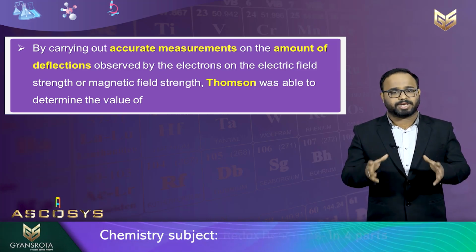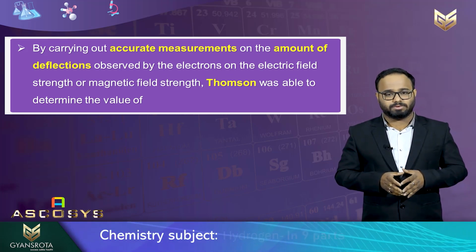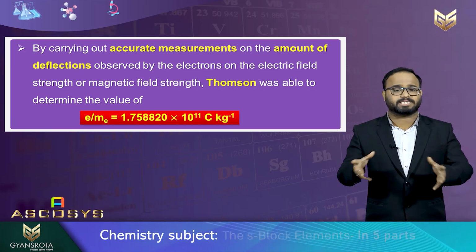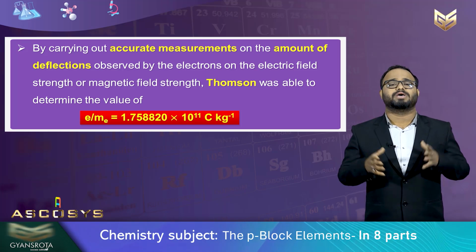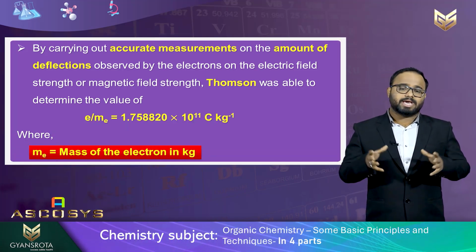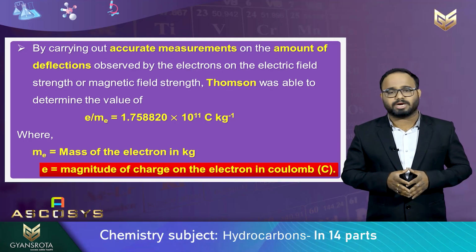By carrying out accurate measurements of the amount of deflection of the electrons with electric field strength or magnetic field strength, Thomson was able to determine the value of e/m, which is approximately 1.76 times 10 to the power 11 coulomb per kg, where m_e is the mass of the electron and e is the magnitude of the charge.